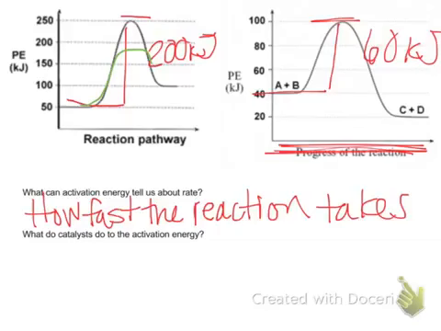Okay, so what does a catalyst do to the activation energy? It lowers the activation energy and makes the whole reaction go faster.